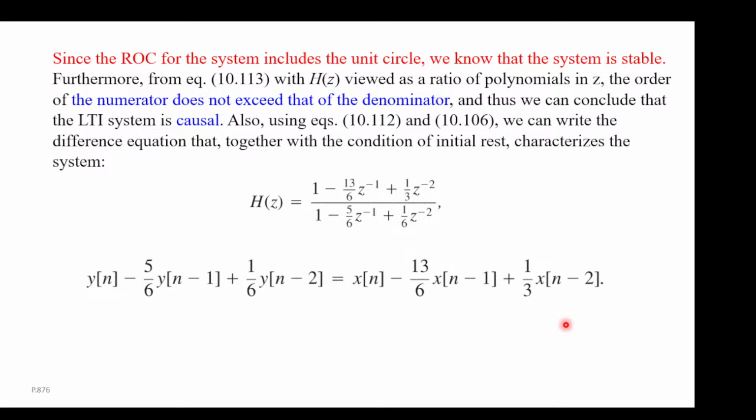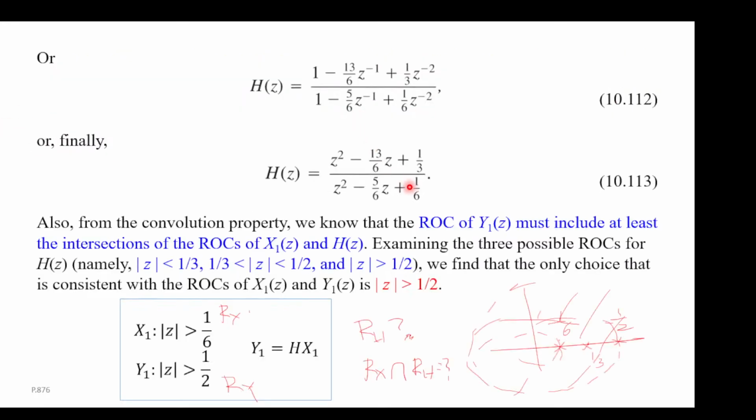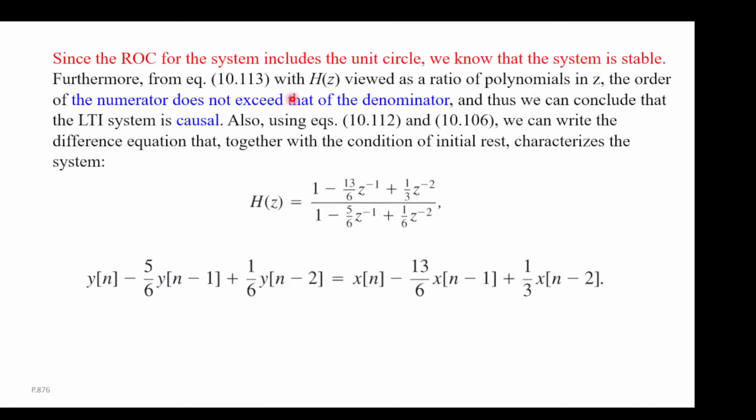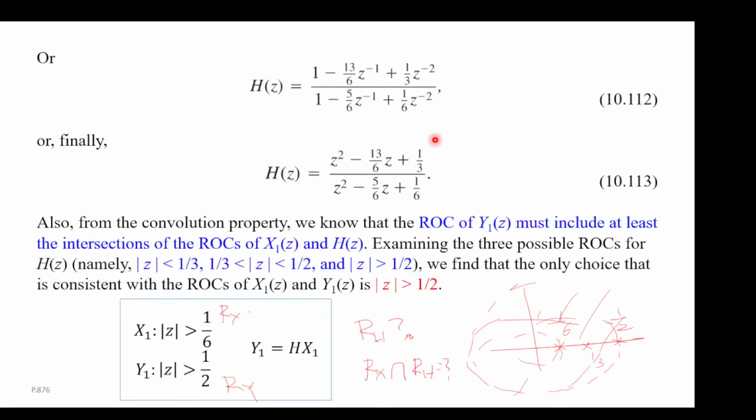We know the ROC and the algebraic part. Then we can check the stability and the causality of the system. Stability is easy. Just check whether the ROC includes the circle with radius equal to 1, the unit circle. Indeed it includes the unit circle, so we know the system is stable. Then to see whether the system is causal, we need to check two things.